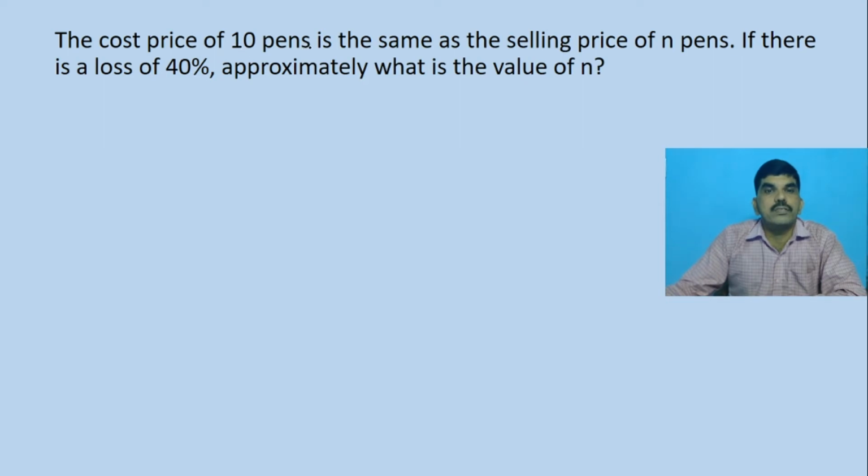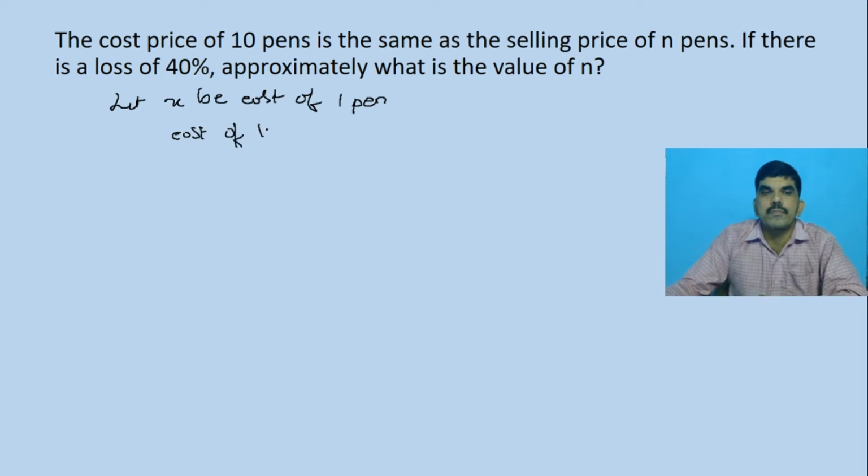The cost price of 10 pens is the same as the selling price of n pens. If there is a loss of 40%, approximately what is the value of n? So the cost price of 10 pens is the same as the selling price of n pens. So let x be the cost of 1 pen. So what happens to the cost of 10 pens? The cost of 10 pens is 10x. Now what is the cost of n pens? Equal to nx.